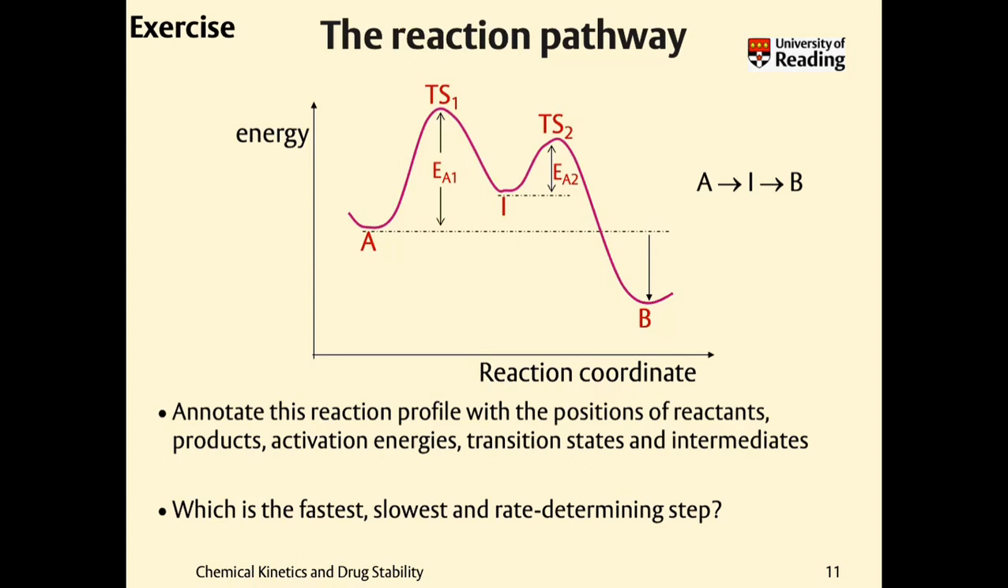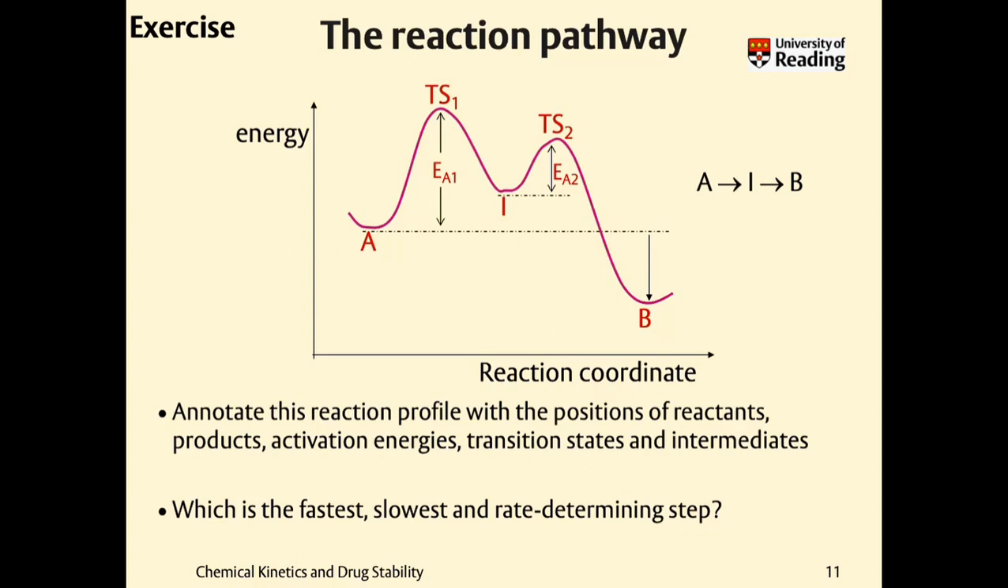first intermediate state, and then there's an EA, an activation energy required to get from the intermediate to the highest energy state of the transition state 2 and down to the products. Now, in this case, which do you think would be the fastest step?